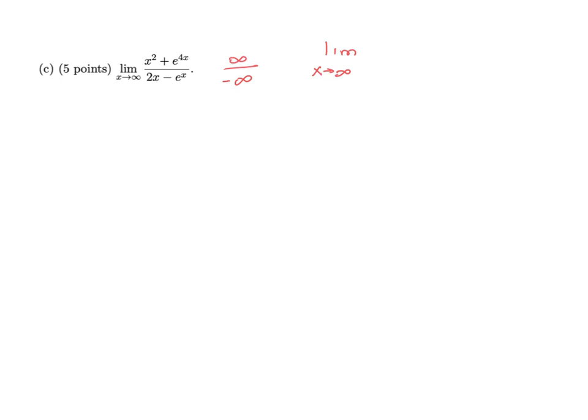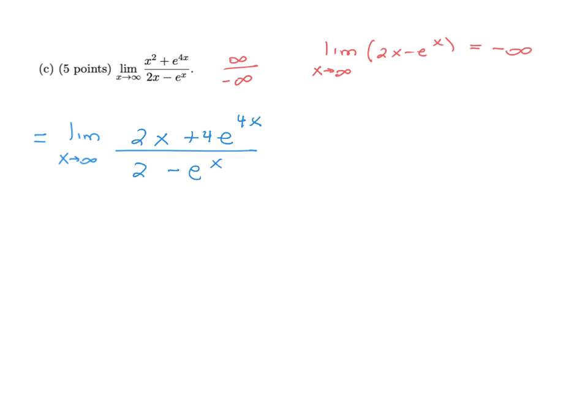If you're looking at the limit as x approaches infinity of just the denominator, this is definitely negative infinity. And the reason is e to the x goes to infinity much faster than just 2x. But that all being said, this is an indeterminate form, and that means we can apply L'Hopital's rule. This is the limit as x goes to infinity of, the derivative of the top is 2x plus 4e to the 4x, and the derivative of the bottom is 2 minus e to the x.